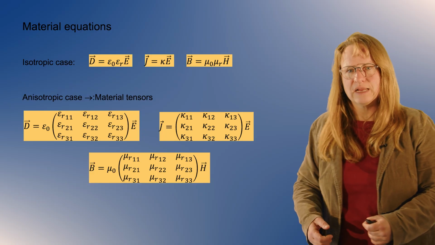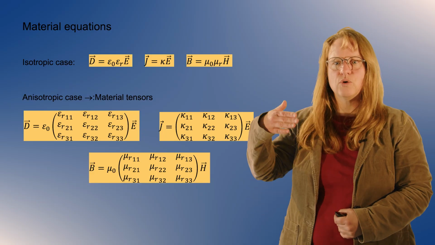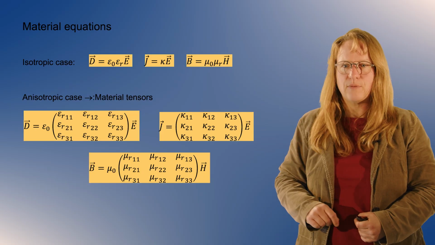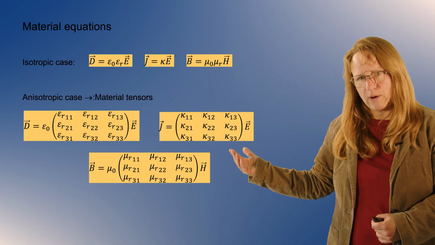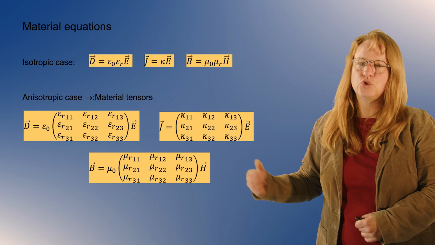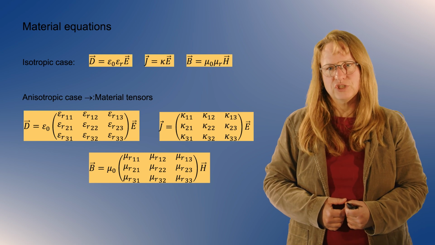So if you're considering materials that are not isotropic, that is, that don't have the same material properties in all three space directions, we typically write this down in this way of giving the tensors, and the tensors include all the different material properties for the different directions.